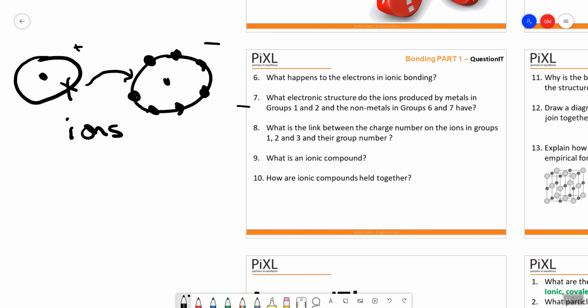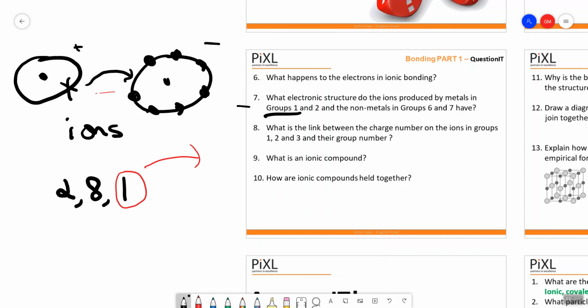Right, number 7. What electronic structure do the ions produced by metals in group 1, 2, and the non-metals in group 6 and 7 have? It sounds like a really hard question, doesn't it? But let's think, what's group 1 like? Why is it in group 1? It's got 1 electron in the outside shell. So let's draw the electronic structure for something in group 1. It might have 2 electrons in the first shell, 8 electrons in the next shell. How many electrons is it going to have in its outside shell? It's in group 1, it's going to have 1. Then when it bonds with something, it will lose that 1 electron. Off it will go, just like up here.